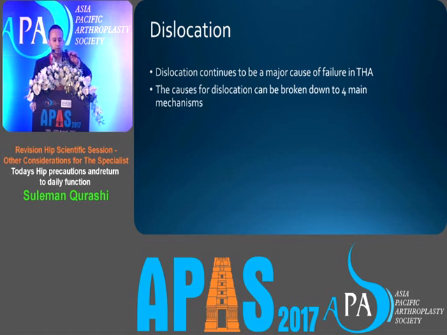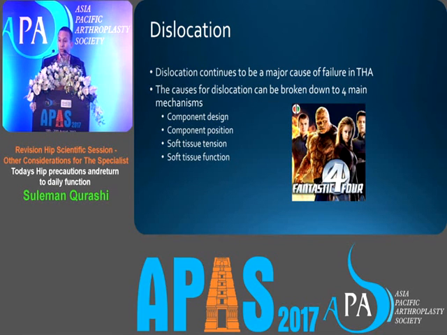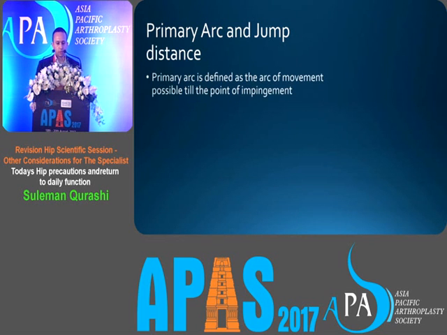And the causes or the factors that contribute to it, in my mind, are a combination of 4 things. Component design, which relates to primary arc, jump distance, head-neck ratios, etc. Component position, which is where you put it in. Soft tissue tension, which refers to your ability to restore offset and leg length and maintain the tension in the tissues for optimum function. And soft tissue function, which is obviously the integrity of the soft tissue envelope, which the Almighty has put in there to keep your native hip stable, which hopefully will impart some stability to the prosthetic hip as well. We'll just skip over these for the interest of time.